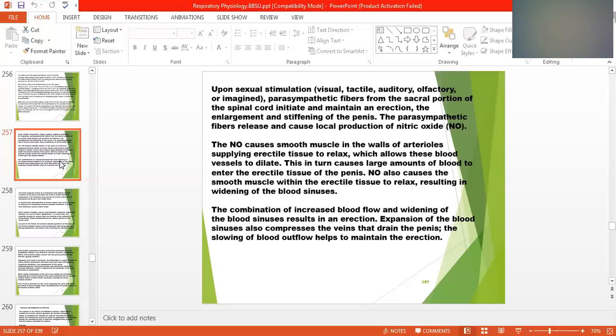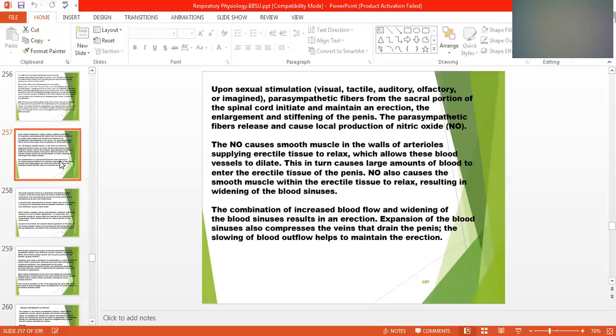This in turn causes a large amount of blood to enter the erectile tissue of the penis. Nitric oxide also causes the smooth muscles within the erectile tissues to relax, resulting in widening of the blood sinuses. Means more blood will accumulate. The combination of increased blood flow and widening of the blood sinuses results in an erectile expansion of the blood sinuses, which also compress the veins that drain the penis.